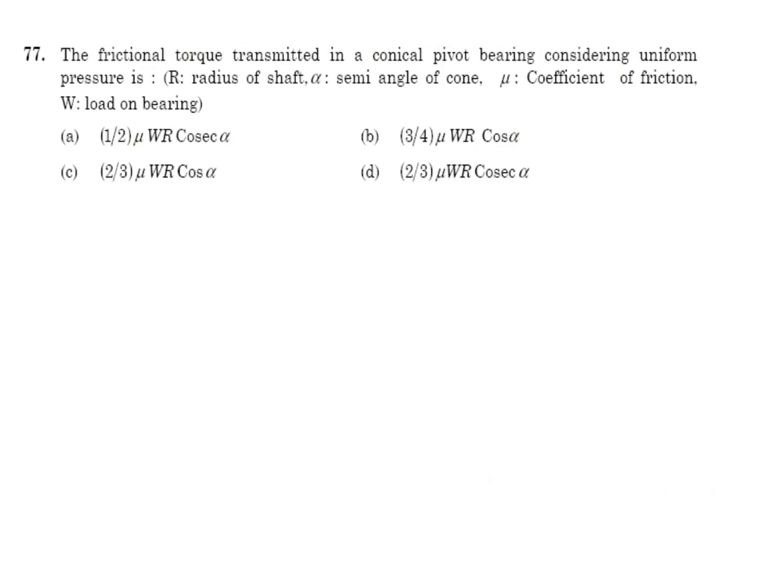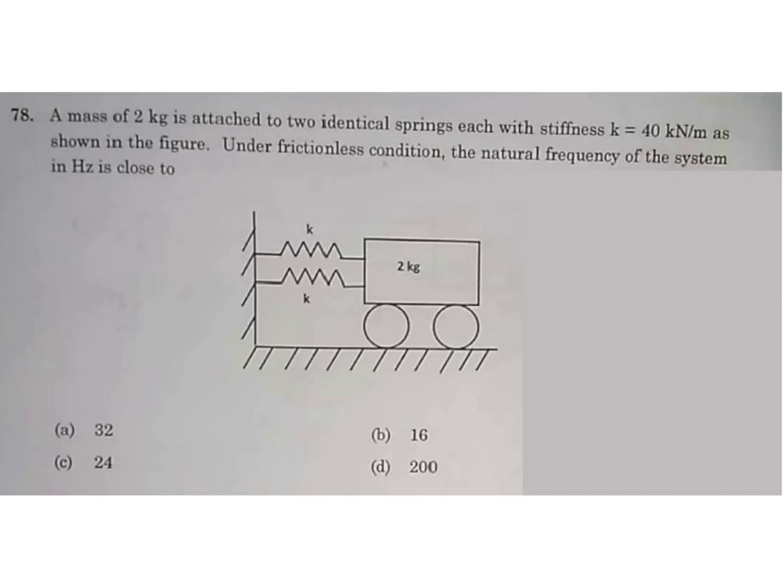Question is, the frictional torque transmitted in a conical pivot bearing considering uniform pressure, R is radius of shaft, alpha is semicone angle of cone, mu is coefficient of friction, W is load on bearing. This is a direct formula. Uniform pressure theory, you have to use frictional torque TF is 2 by 3 mu W R cosec alpha. This is a direct formula.